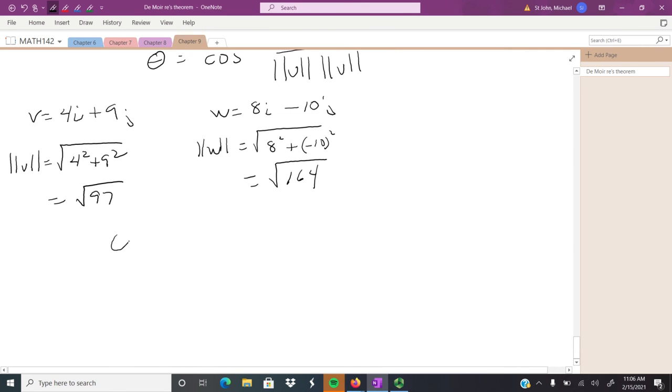So then theta is going to be the inverse cosine of my dot product, which we said earlier was negative 58, divided by the square root of 97 times the square root of 164. And we plug that in, we get an angle of 117.38 degrees. That would be the angle in between my two vectors.